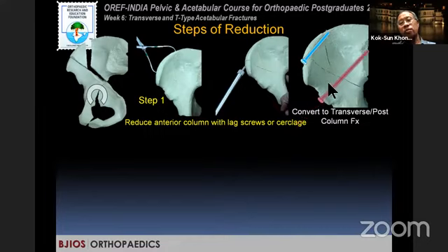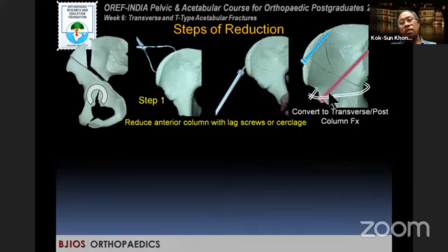Then you neutralize it with this, called the magic screw, which we'll talk about next week. It's the anterior inferior spine screw that goes right down to the back, a very long screw. And then by doing this, you have converted the bicolumnar fracture to a transverse or a T-type fracture.